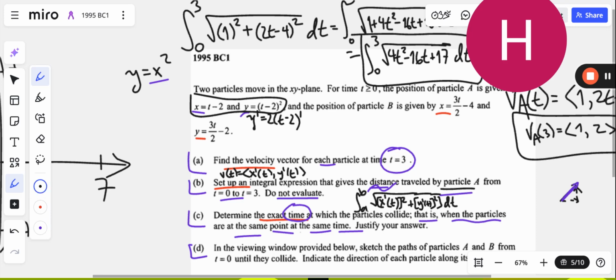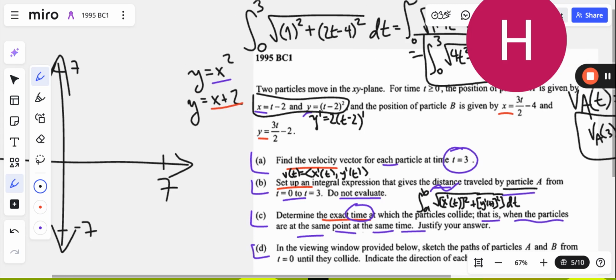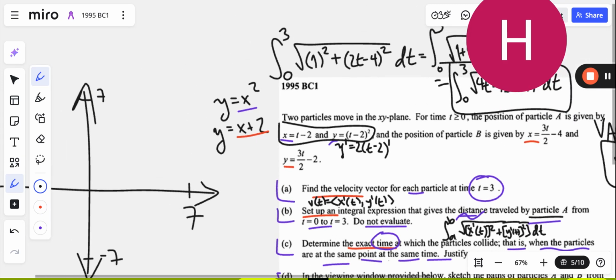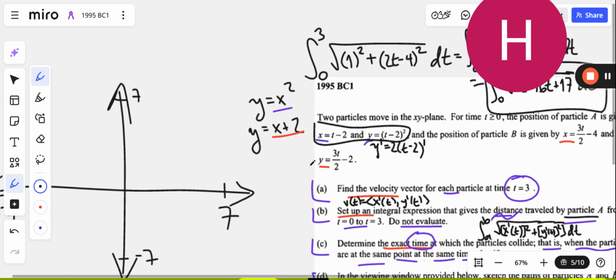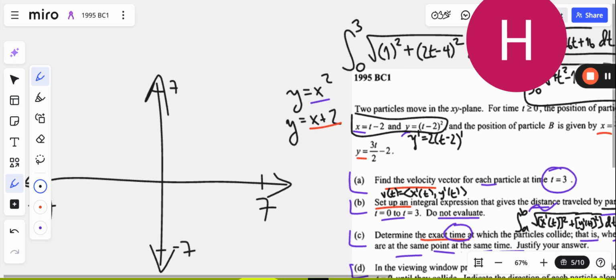It's not too hard to figure out the parameter because this is 3/2 t minus 4. This is 3/2 t minus 2, which is simply 2 more than the x. So really we have y equals x plus 2 for particle B. It's not too hard to do that, and it saves time rather than just plugging in t values. You might pick up on the pattern, but by that point you're going to have wasted a lot of time.